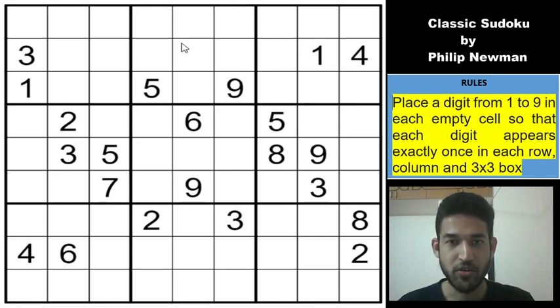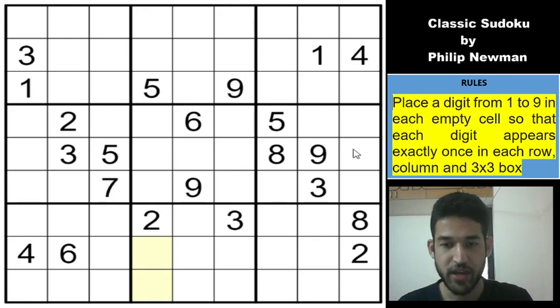So the rules of the Sudoku are: each row, each column and each 3 by 3 box will have digits from 1 to 9 without any repetitions. So we'll start solving the Sudoku grid now. Okay, any singles? 9, 9. Okay, these two cells will have a 9.